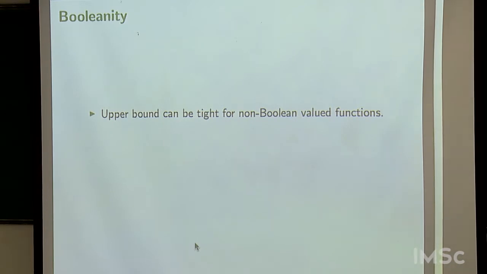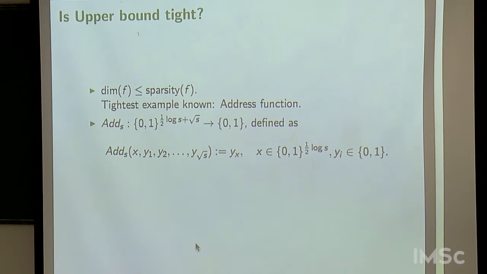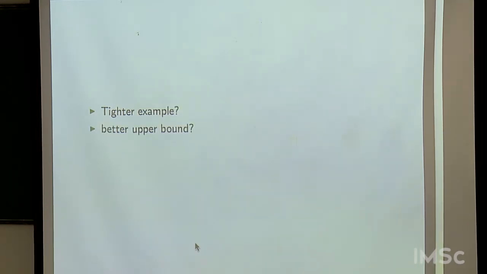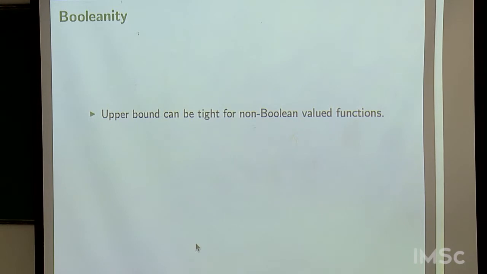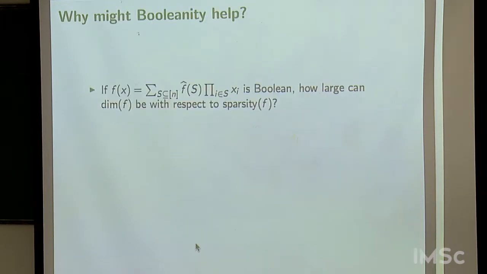Now, all we have said is true for arbitrary real valued functions, or even complex valued functions, and all these definitions, sparsity, dimension, etc., continue to make sense. We can ask this question even for real valued functions, except that I can just write a polynomial supported on a linearly independent set of monomials for which the inequality holds tightly. But then the range of the function won't necessarily be Boolean; it will be arbitrary real values. I want the polynomial to evaluate to plus minus 1 values everywhere. So what happens if I impose this restriction that the function has to evaluate to plus minus 1 everywhere in the domain? Can we say something more?